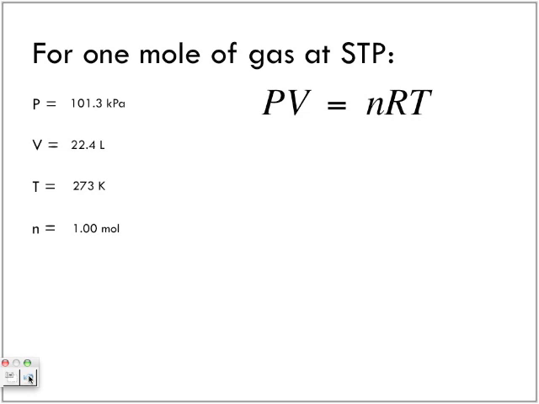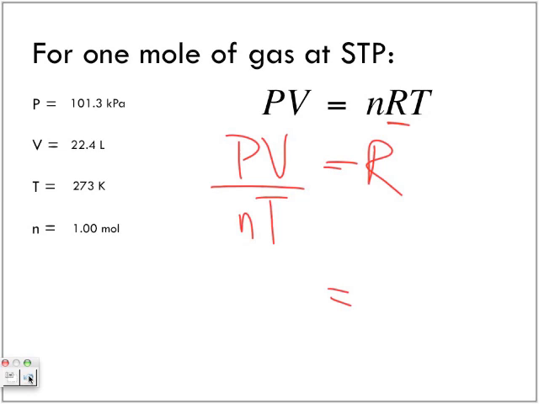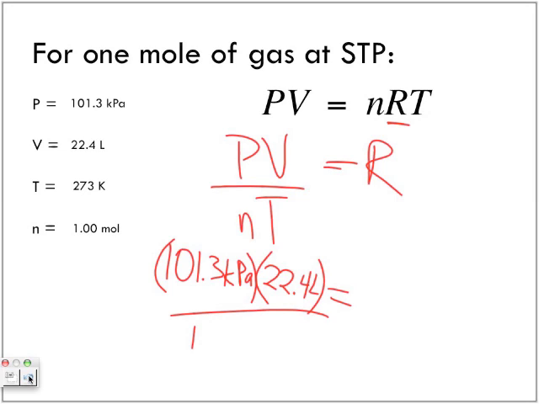What that R value is. So what we're going to do is isolate for R. R is equal to PV over NT. So we've got pressure, which is 101.3 kilopascals, multiplied by the volume, which is 22.4 liters, over 1.00 moles, times 273 Kelvin.